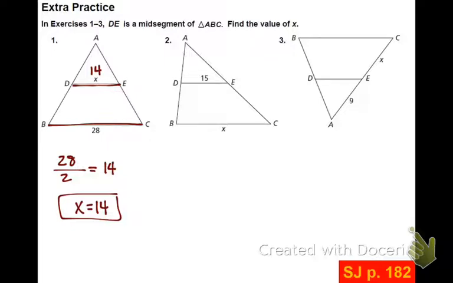In number 2, this time, X is the longer portion. DE is still the mid-segment. DE is half of BC. So instead of taking half of 15, because that would help you find another mid-segment, the opposite of halving is multiplying times 2. So we're going to take 15 and multiply it times 2. 15 times 2 is 30. So X will equal 30.